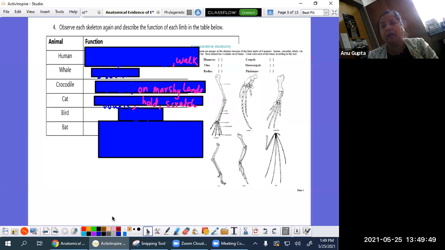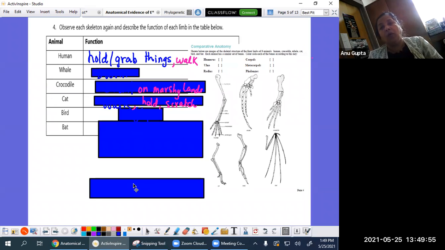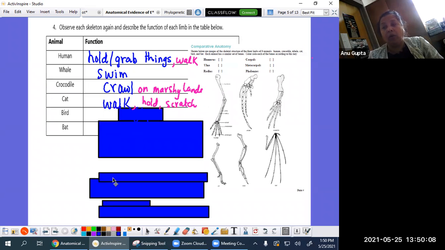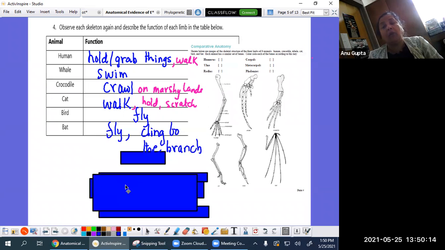They're not very complicated. The human arm or the limbs are used to hold and grab things. They're used to walk. Whales use the fin for swimming. The crocodiles crawl on the marshy lands. The cats walk, they can hold, and they can scratch, of course. They love scratching. The birds fly, and the bats also fly. And they also use their arms to cling to the branch. So we recorded the functions.